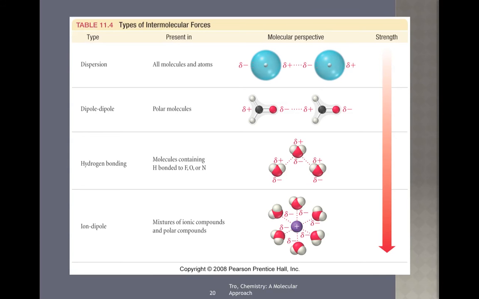Sorry, that is my cell phone. So this is the order of strength. Ion dipole is the strongest, then hydrogen bonding, then dipole, then dispersion.